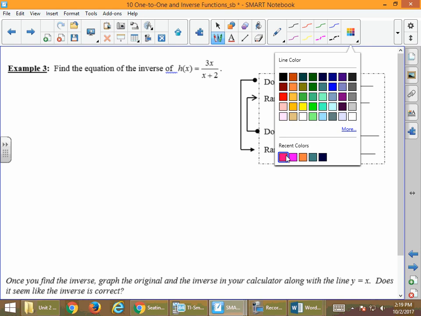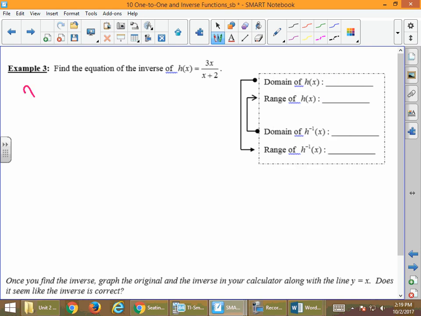In this case, since it's a fraction, we're going to take the denominator, only the denominator, and we set it not equal to 0. If x plus 2 doesn't equal 0, and then we can solve. Subtract 2 from both sides, get x doesn't equal -2.